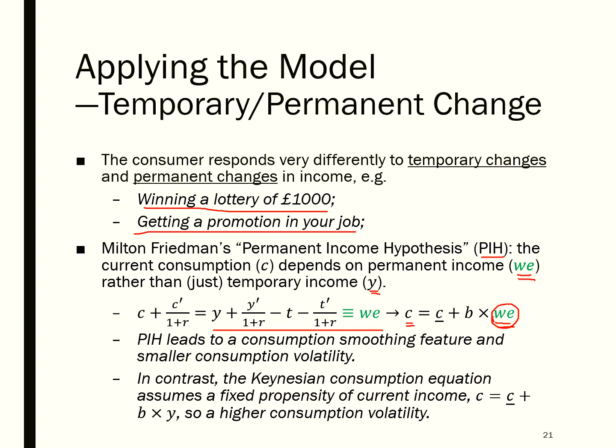In contrast, the Keynesian consumption equation, which you have learned in your first year and A-level, assumes a fixed propensity of the current income. So, in Keynesian models, current consumption C is a linear function of the current income, Y, rather than the permanent income, WE. The Keynesian models therefore tend to predict a higher consumption volatility.